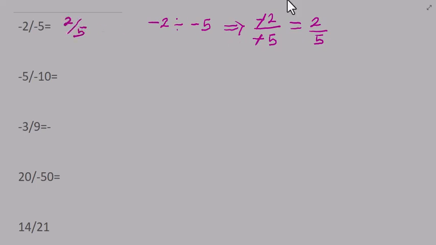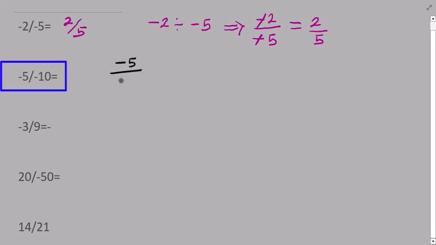The next question says negative 5 divided by negative 10. The negatives can cancel out, so we'll have a positive value. Now remember the rule that says when values or numbers of the same sign divide themselves, we get a positive answer. So as you can see, we'll have same sign. The minus will cancel out and then we'll have 5 over 10.